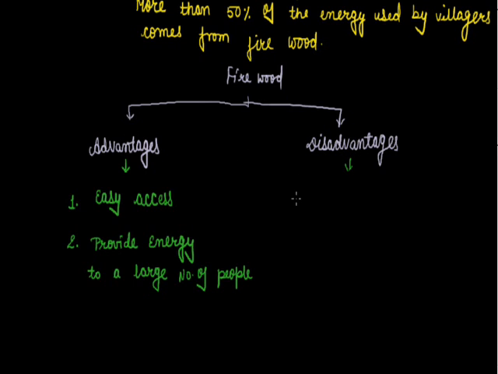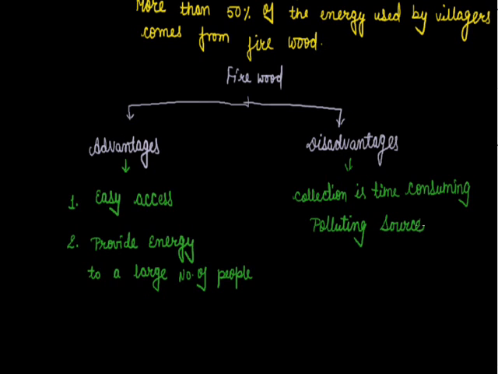The first is collection is time consuming, because it takes a long time to cut a tree. And it is also considered a polluting source. And the third one is it promotes greenhouse effect.